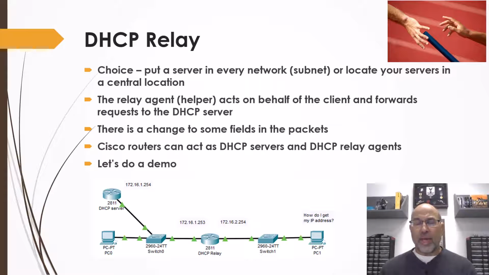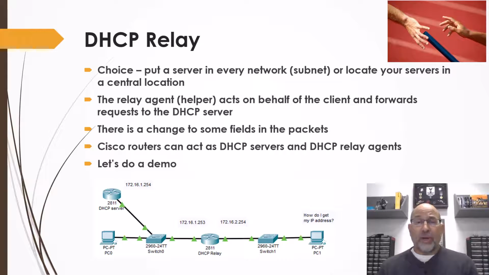So if we take a look at the diagram here at the bottom of the slide, PC1 says, I need to get an address, and the router is acting as a DHCP relay and forwards these requests to the DHCP server. Now, when this happens, there's a change to some of the fields. So we know that a router will be acting as a relay agent, so that's indicated in the DHCP packets. Some of the addressing is slightly different too than the standard DORA process.